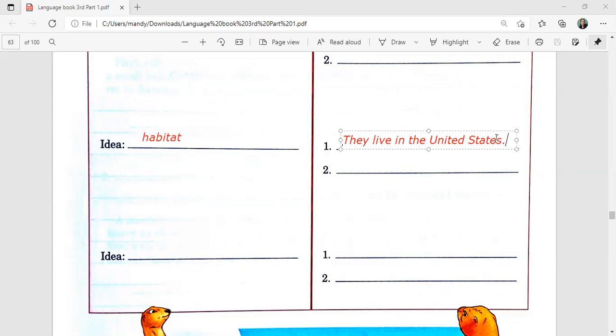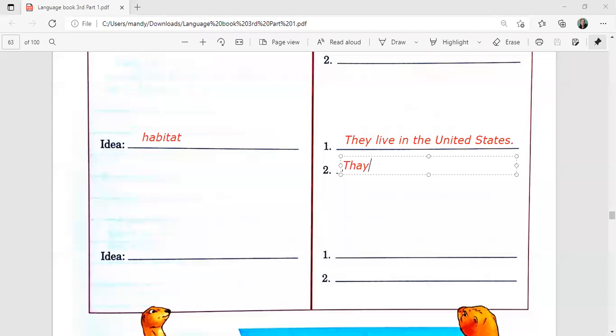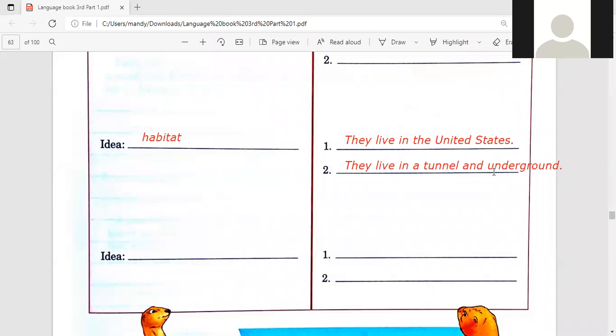This is the first idea. Second idea: they live in a tunnel and underground, bajo tierra. Underground. This is our second idea. They live in the United States, they live in a tunnel and underground.